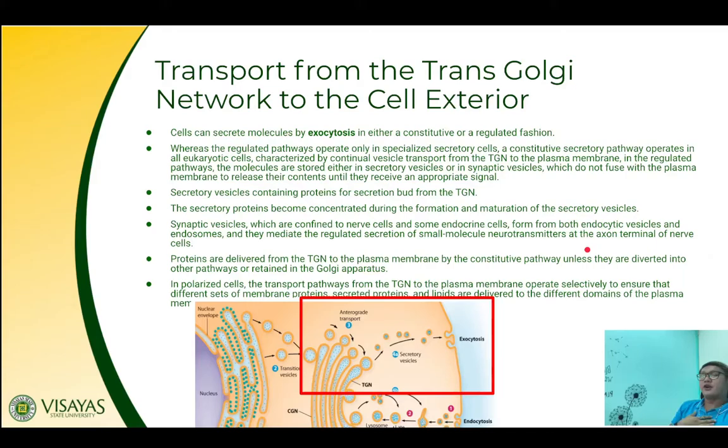Proteins are delivered from the trans-Golgi network to the plasma membrane by the constitutive pathway unless they are diverted into other pathways or retained in the Golgi apparatus. Okay, so this is how the process of exocytosis from the trans Golgi to the cell exterior works. So that ends our lesson.